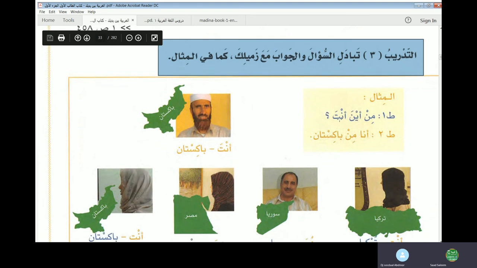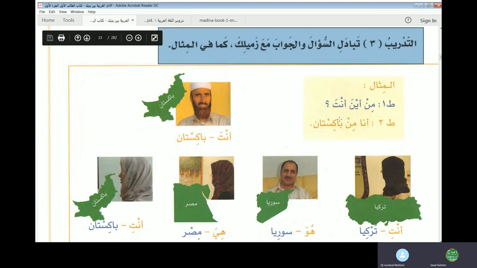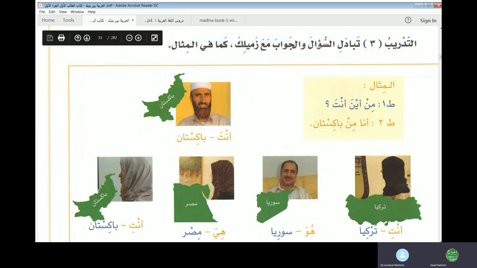التدريب الثالث. Third exercise. Exchange the question and answer with your colleague, with your classmate, like we did in the example.